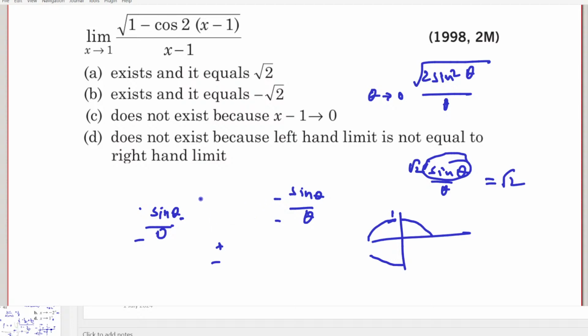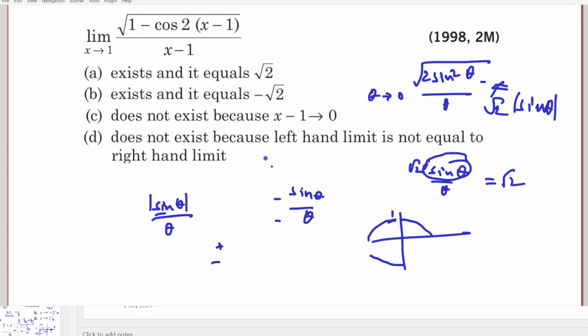What is this function equal to? This is absolute value of sine theta by theta, right? It is root of 2 sine square theta, which is not equal to sine theta. It is absolute value of sine theta, right? Root 2 into absolute value of sine theta. It is not directly sine theta because sine theta can be positive or negative, but root of sine square theta should always be positive. Agreed.